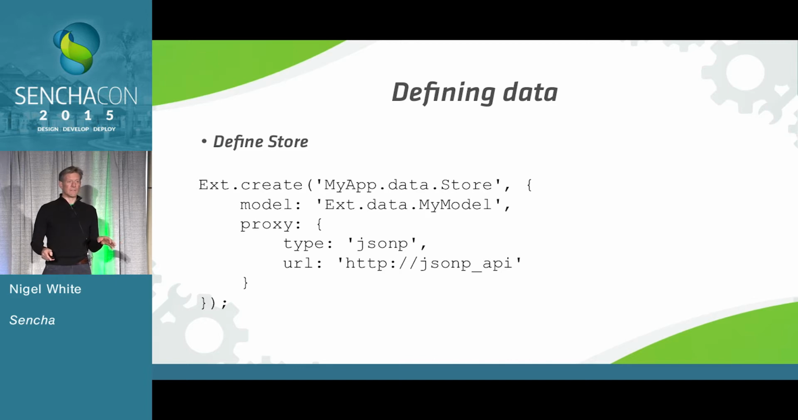Finally, all this is aggregated into a store. Record instances are read through a proxy, and they're collected in the store, and what is in the store is mapped into the grid.